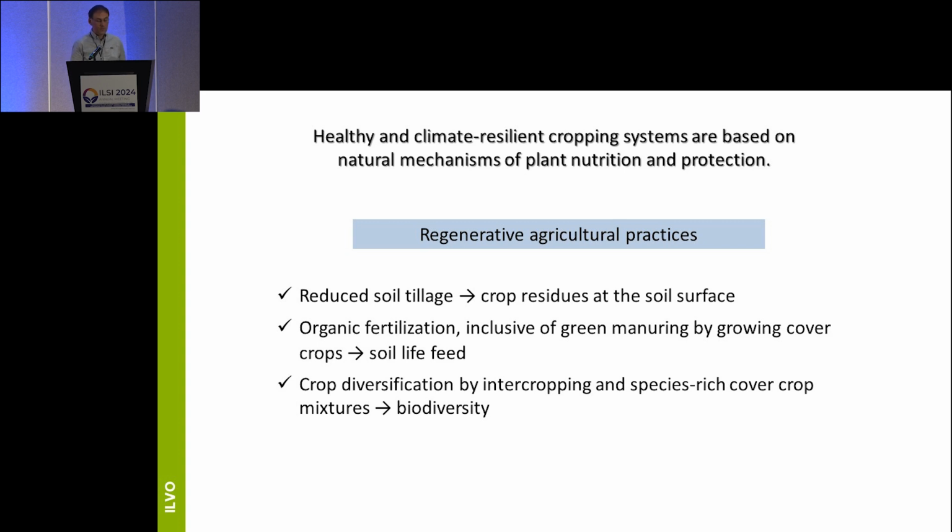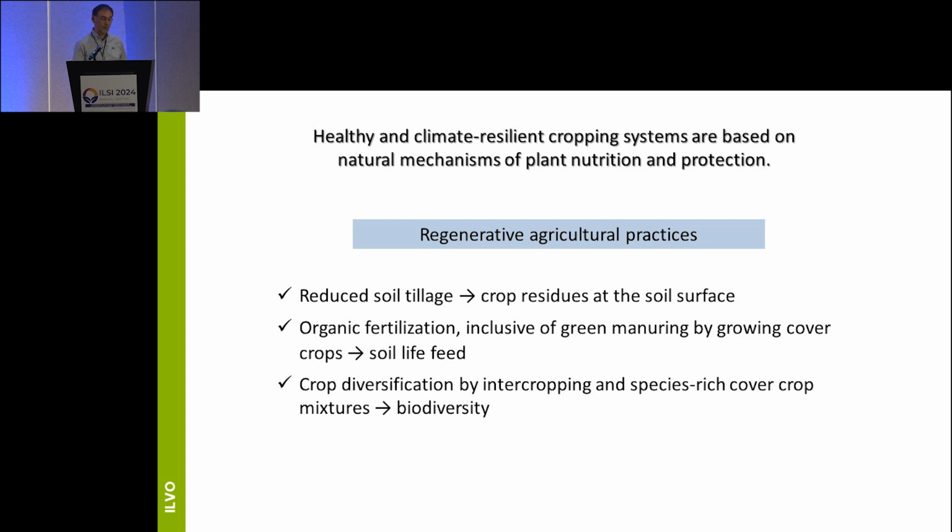So that means also that crop residues end up at the soil surface, where they will be decomposed by the detrivorous organisms in the litter layer. We prefer to use organic fertilizer because these also feed the soil life. Not only the fertilization, but also the green manuring. And green manuring by growing cover crops.